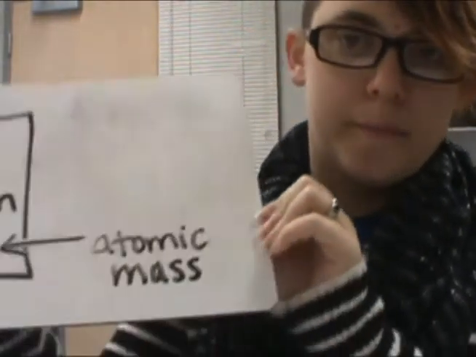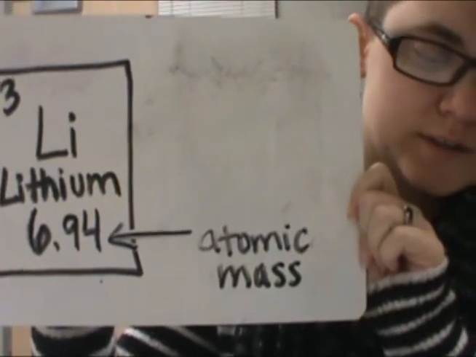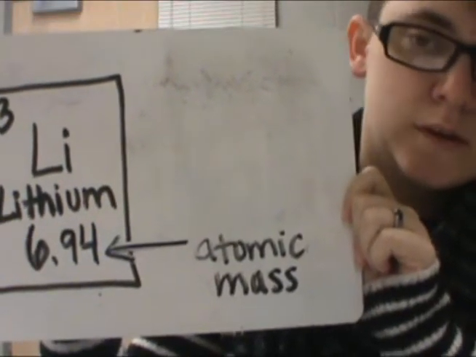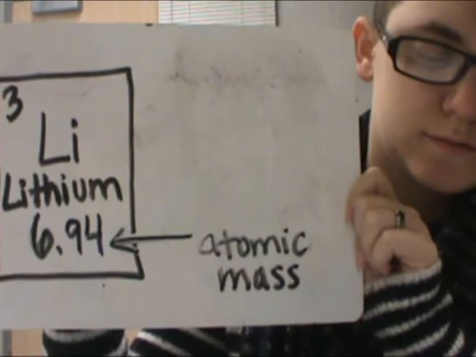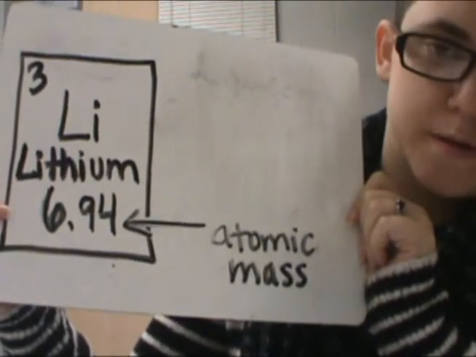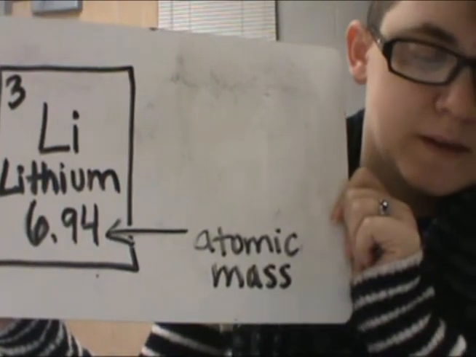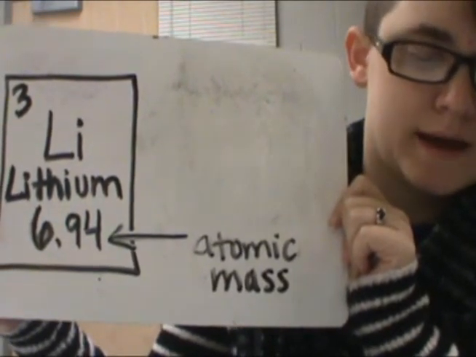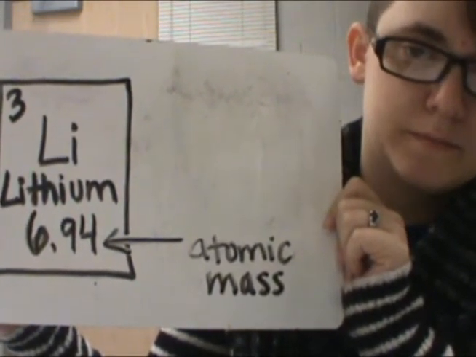Atomic mass is another piece of information found on the periodic table. Mass means how much does the atom weigh? This is measured in AMUs. The number that's given for lithium at 6.94 is an average of all the possible masses of the atoms of that element.